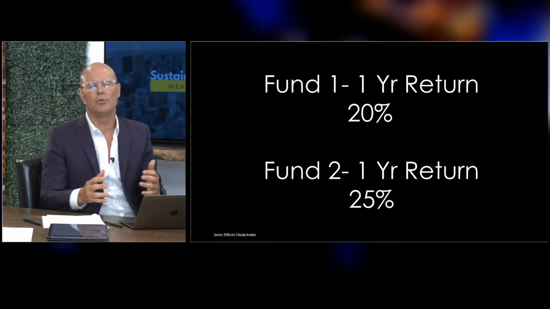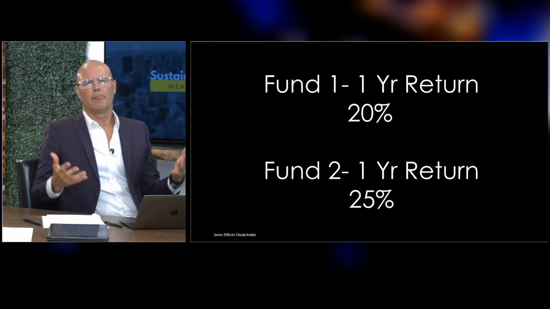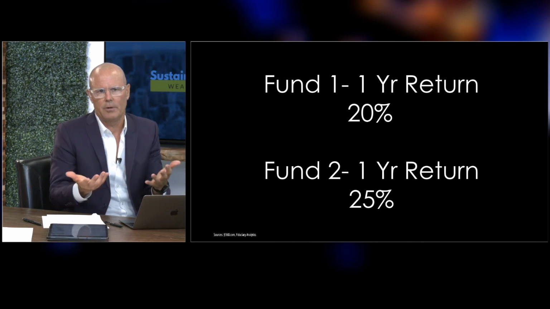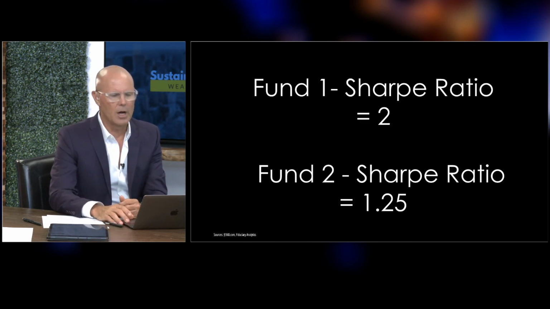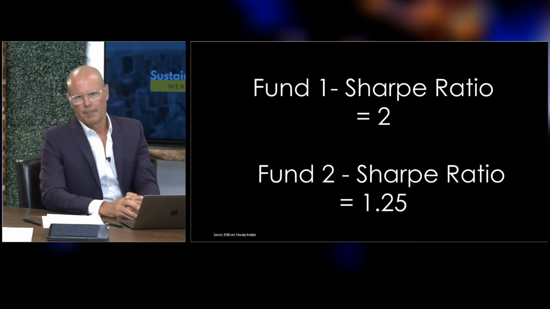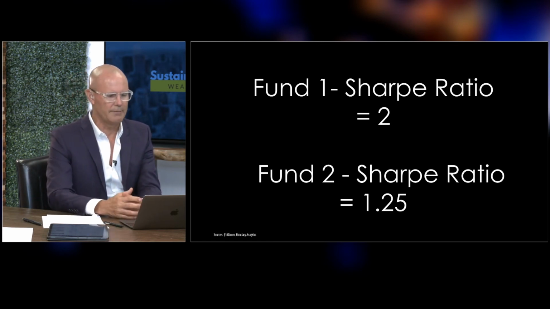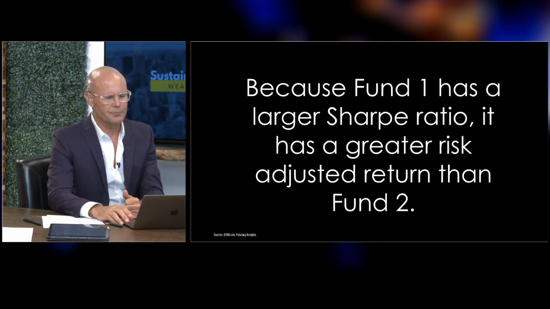So if you had two portfolios, one that did 25% and one that did 20%, you'd say, okay, the 25%, give me that one. That's the one I want. But if the Sharpe Ratio of the first portfolio was 2 versus 1.25 for the second, you get a lot more bang for your buck.